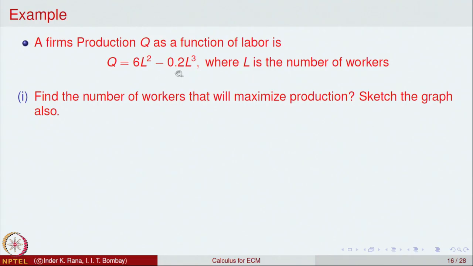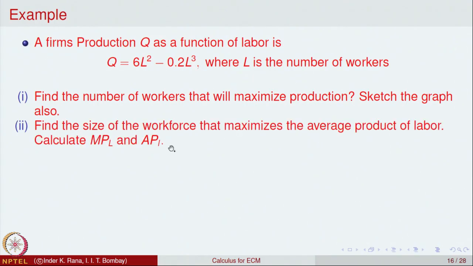So, find out the number of workers that will maximize the production, and the production is dependent on the labor. Also, find the size of the workforce, how much labor is there, that maximizes the average product of labor. So, we want to know the value of the labor that will give you maximum average product of labor, and at that point we also want to calculate the marginal product of labor and the average product of labor at those points. So, that is what we would like to do.